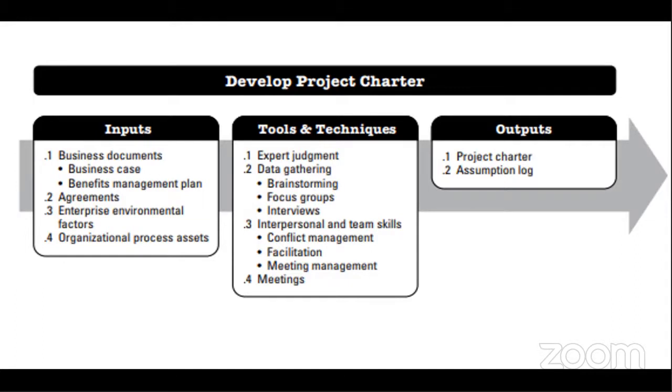If it were the 5th edition, what we'd be seeing would have been the business case, and we don't have benefits management. We don't have agreements; rather we have contracts in the 5th edition. But in the 6th edition, we have business documents, which involve the business case and the benefits management plan, then agreements instead of contracts, then the enterprise environmental factors and organizational process assets.